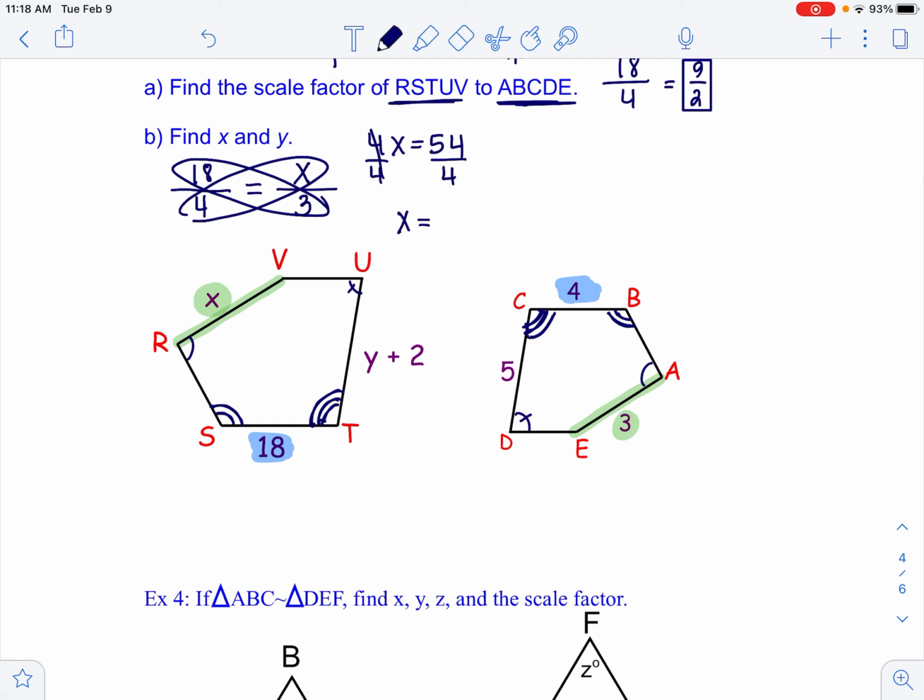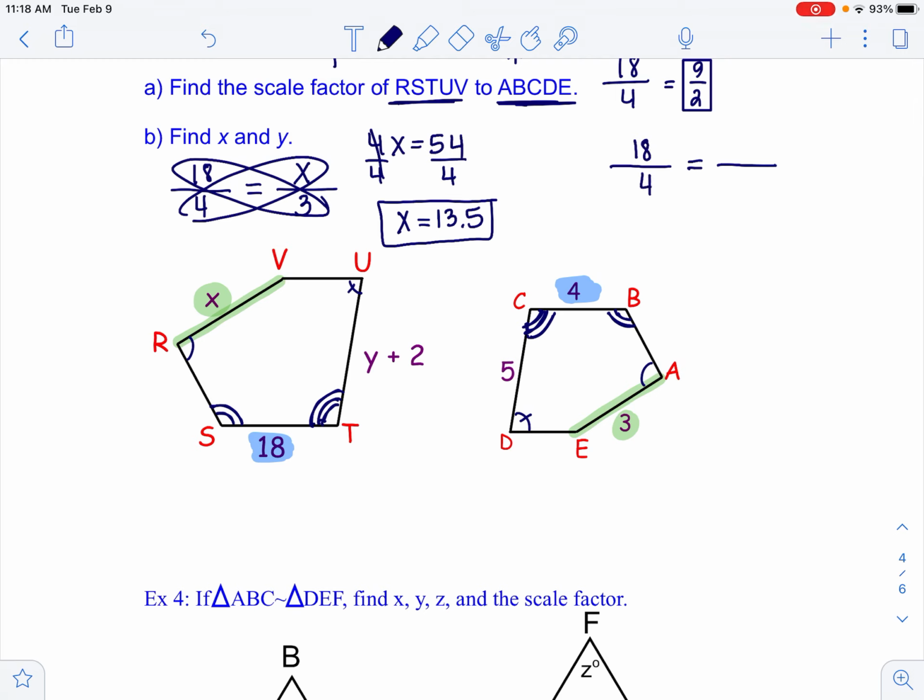If you need to use a calculator, by all means do so. I'll do it in my head. When I'm dividing by 4, I divide by 2 twice. So half of 54, 25 plus 27. Half of 27 is 13.5. Okay, so you can use a calculator, but I just did it in my head, even though I made a mistake at first. All right, now I want to solve for y.